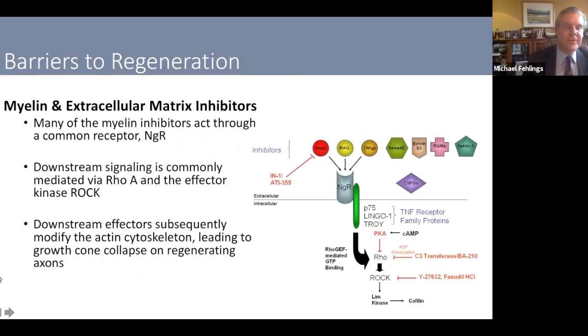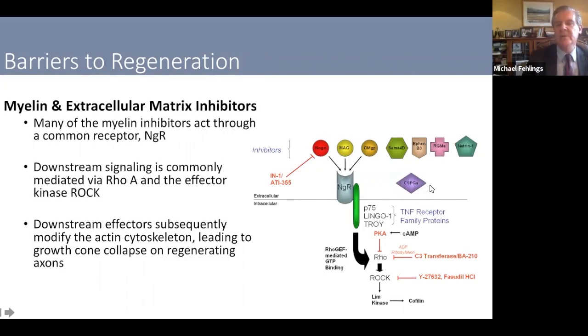Now, the central nervous system, unfortunately, poses numerous barriers to regeneration, and critical to these are myelin and extracellular matrix inhibitors. Many of the myelin inhibitors act through a common receptor. This is called the NGR receptor. For example, some of the critical inhibitory molecules which are expressed in the myelin include NOGO, MAG, and oligodendrocyte myelin glycoprotein, and there are a host of others.